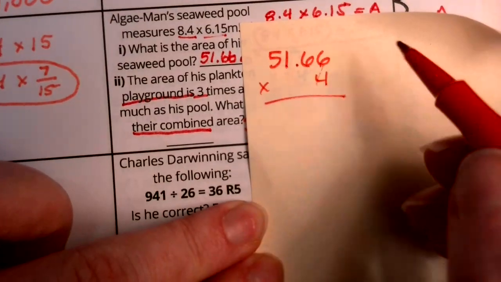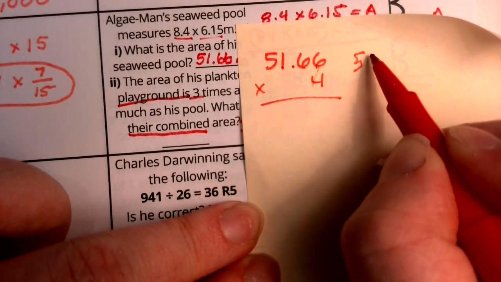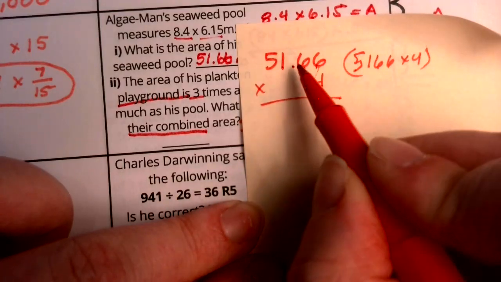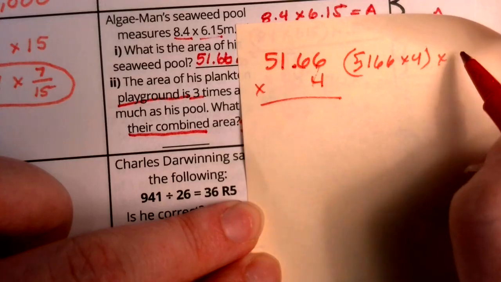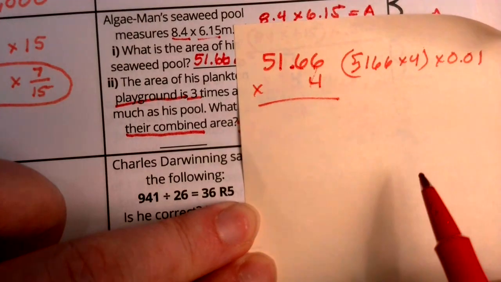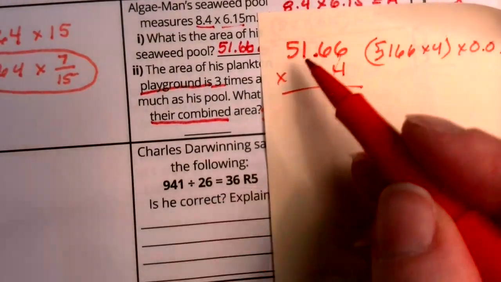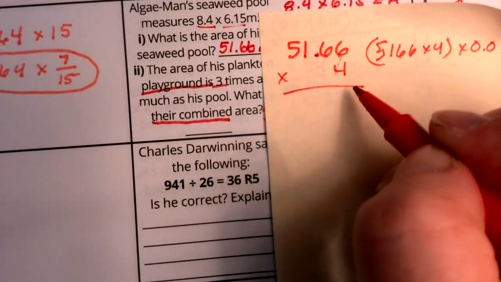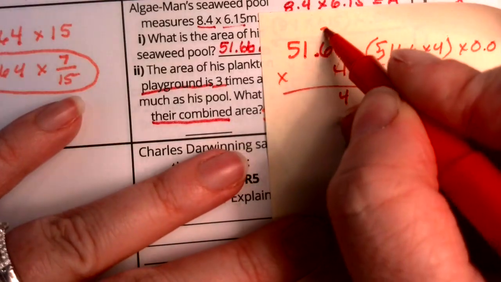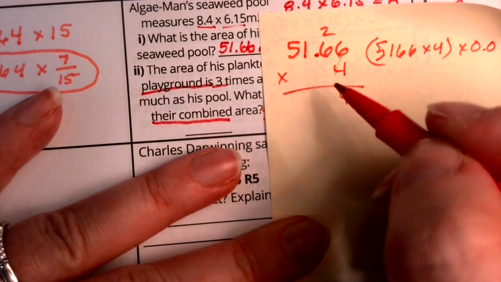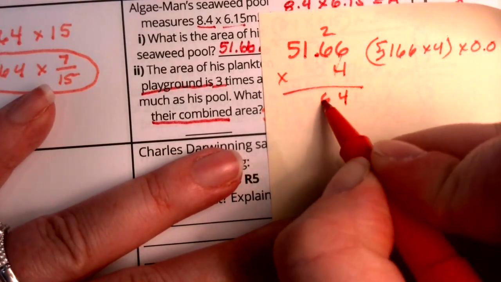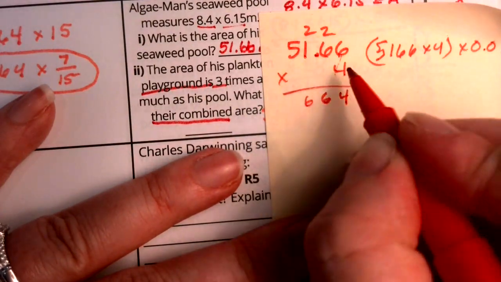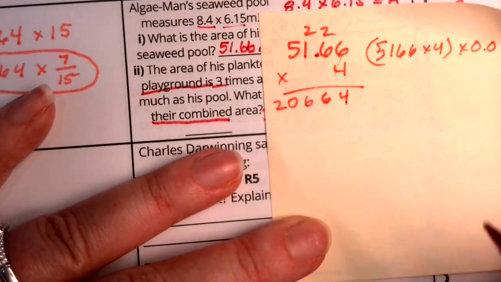Now, I'm going to use the strategy of multiplying 5,166 times 4 and then accounting for that decimal. So then I'm going to go back and multiply by 100, right? So let's go ahead and ignore the decimal for now, and let's do our multiplying. 6 times 4 is 24. Here's my 4, carry my 2. 6 times 4 is still 24, but add 2 and we have 26. Here's my 6, carry my 2. 4 times 1 is 4, plus 2 is 6, and 4 times 5 is 20.